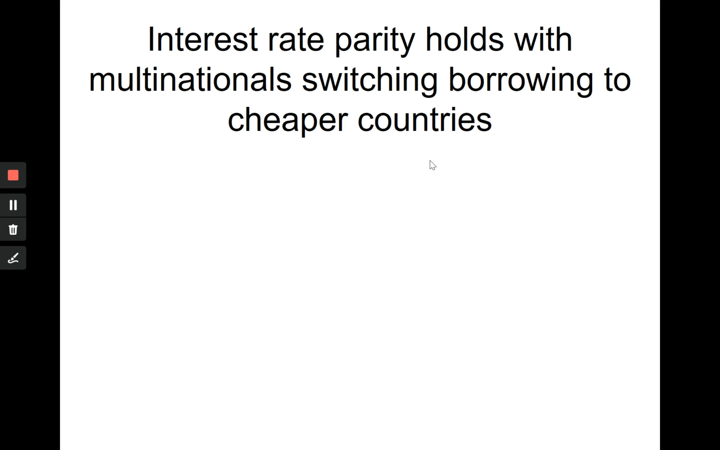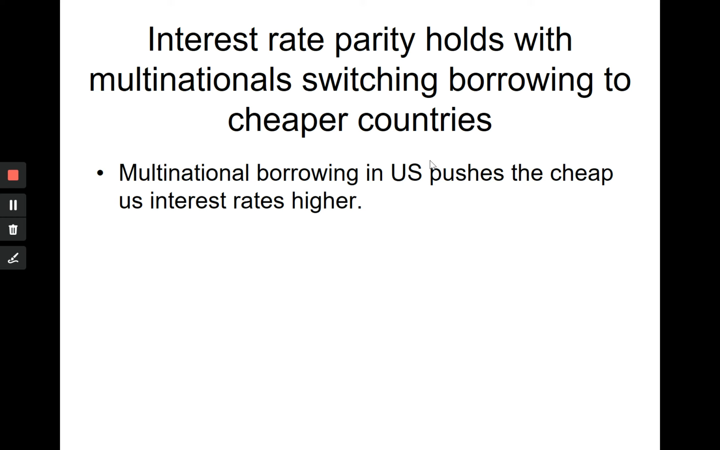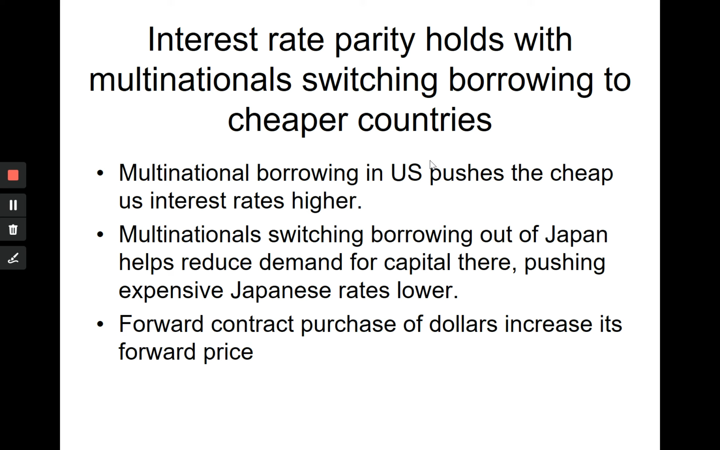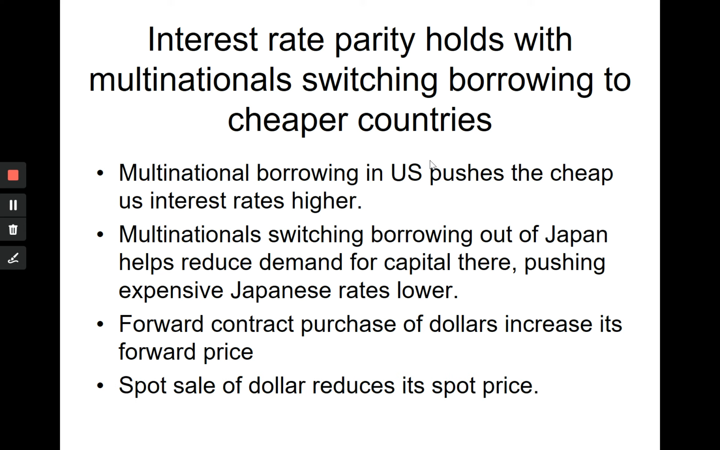Interest rate parity holds with multinationals switching borrowing to cheaper countries. Multinational borrowing in US pushes the cheap US interest rates higher. Multinationals switching borrowing out of Japan helps reduce demand for capital there, and this pushes expensive Japanese rates lower. Forward contract purchase of dollars increases its forward price. A spot sale of dollar reduces its spot price.